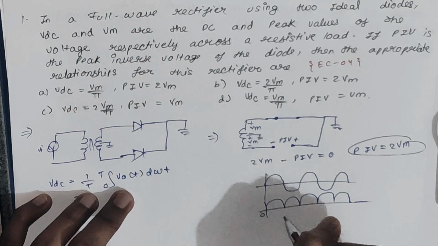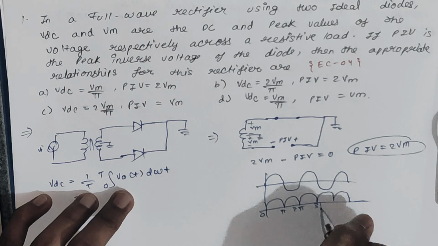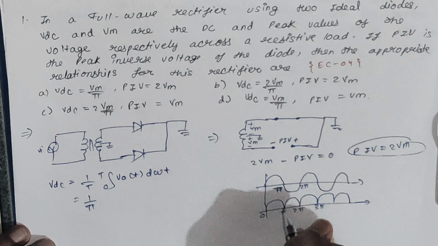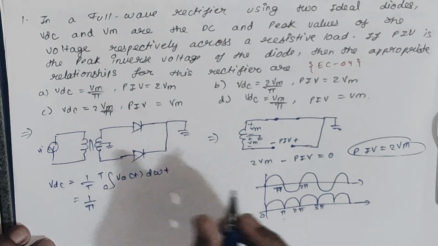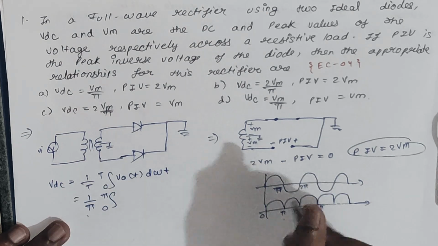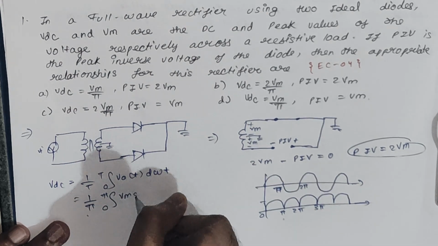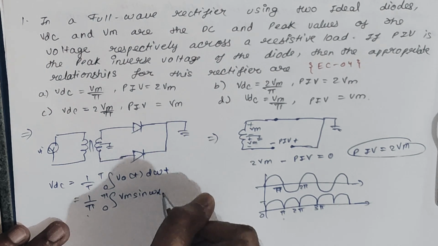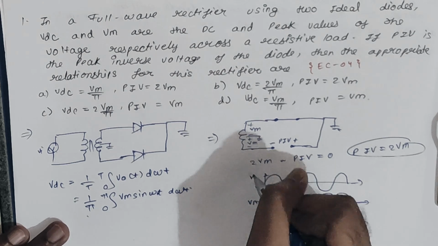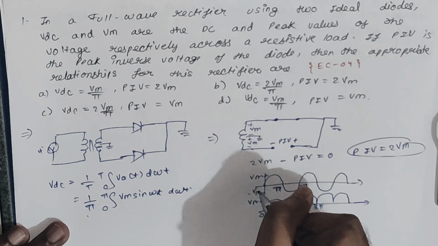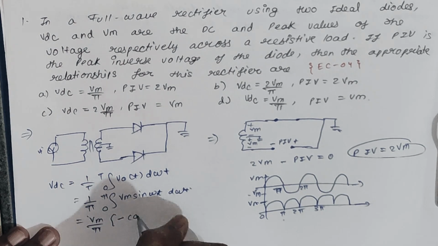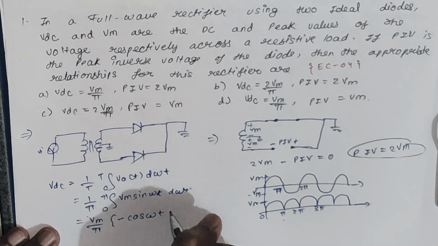Okay, so here it is your 0, pi, 2 pi, 3 pi and so on. Here it is pi, 2 pi and so on. Okay, so you can see the time period of this output voltage is pi. Okay, so that's why I have written here pi. Okay, now 0 to pi, VO(t) here will be Vm sin omega t, right? Vm sin omega t d omega t, right? Here it is Vm, here it is Vm, here it is minus Vm. Okay, so now if we further reduce, we will get Vm by pi times minus cos omega t, right?